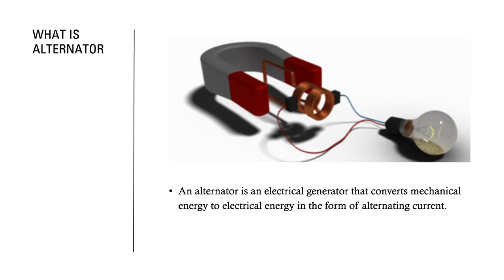So what is an alternator? An alternator is simply an electrical generator that converts mechanical energy to electrical energy in the form of alternating current.